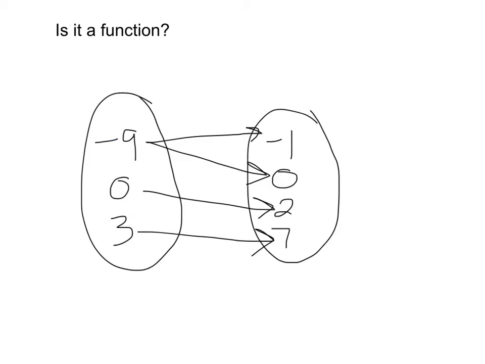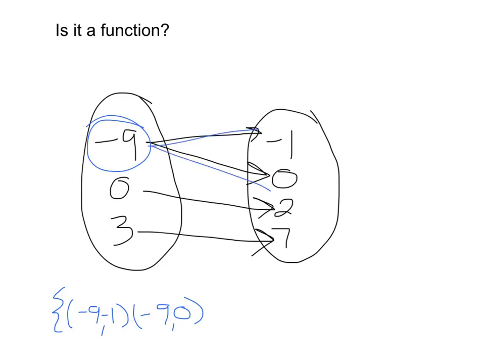Alright, in the last one here we have a mapping diagram. Similar to when we thought about our set of points, we don't want any x values repeating. Well, in this case, when we list our points, we'd have negative 9, negative 1. Then we'd have another point, negative 9, 0, and already our x values repeat. Well, you also see that this negative 9 here has 2 lines coming off of it, so that makes it not a function.